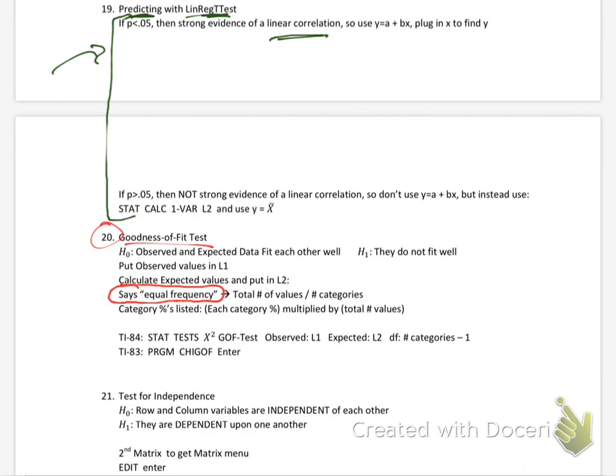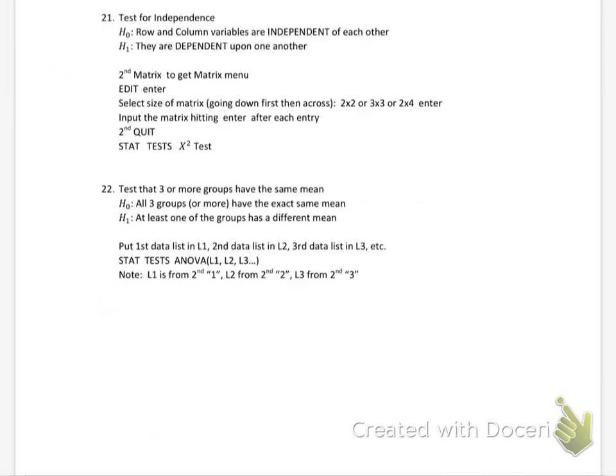So there's the steps we need to follow. It's hard to see that little phrase, but now that you've seen it on the practice final, you'll know to look for it on the actual final exam. Equal frequency. It's a goodness of fit test. Got to follow those steps. There's nothing else on the final that'll say equal frequency. So if you see anything that says equal frequency, that's a goodness of fit test, number 20 on the final exam notes.